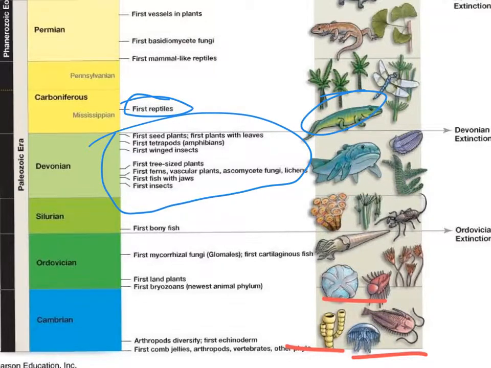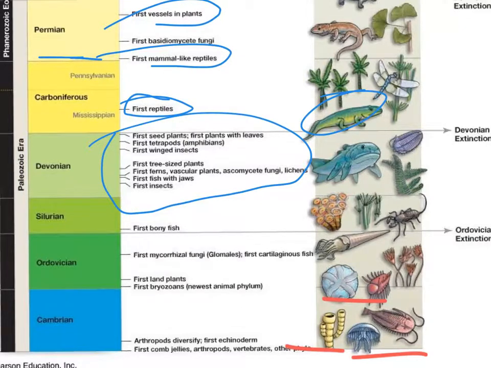Then, at this area right here, the first mammal-like reptiles start to appear. In other words, it looks like they probably had some sort of fur, and of course, mammals also have mammary glands and milk, so there was something like that. Then plants started evolving vessels. These are all traits that start showing up.